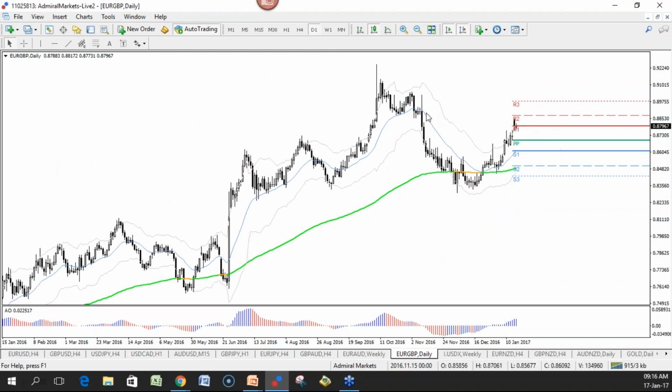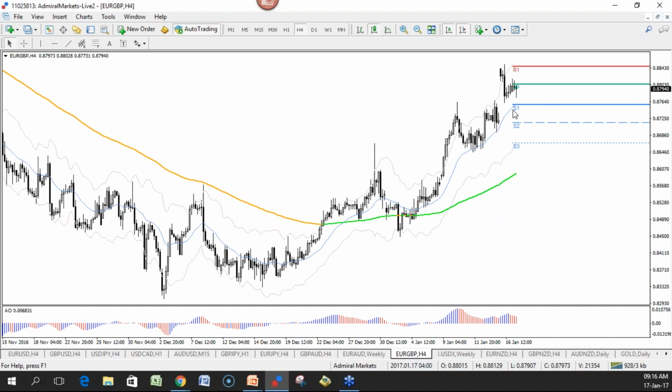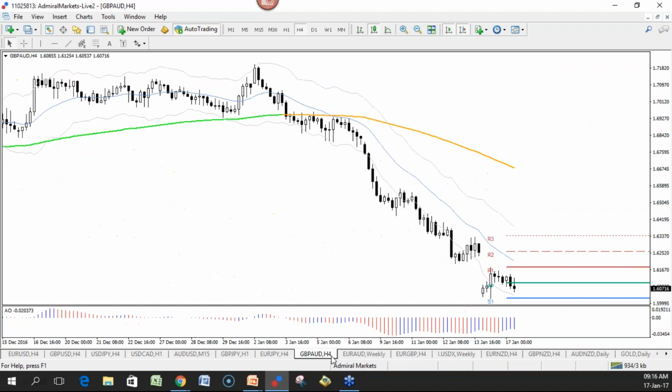Euro pound is at resistance, at these bottoms, but with strong momentum. Therefore, I'm on the sidelines. I want to see some kind of pattern here, maybe a triangle, before taking any side.